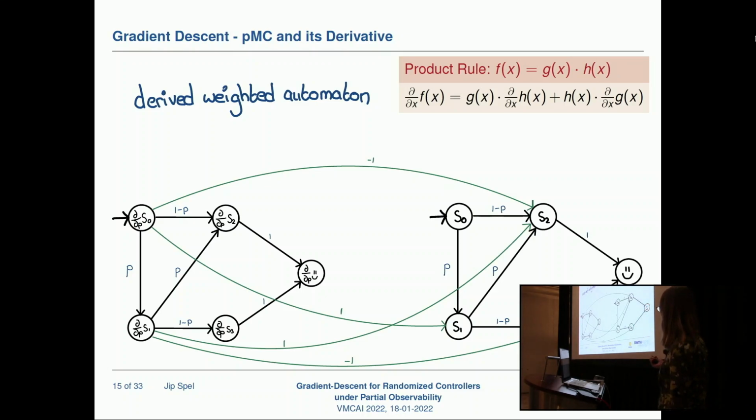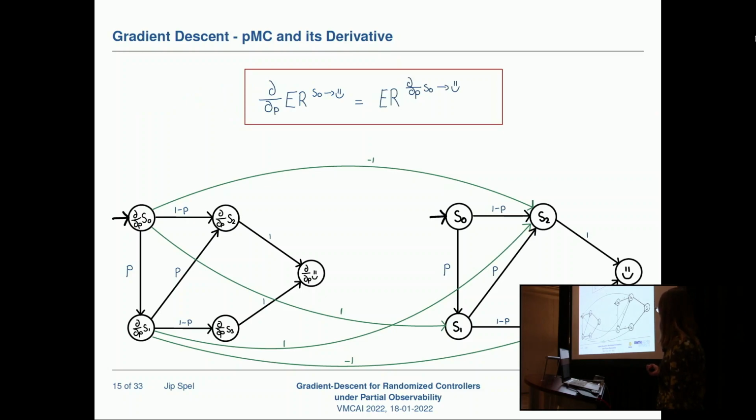As you can see, these are not probabilities anymore, because we have minus 1 and 1. I left out the ones with probability 0 because they are not interesting. And actually, we use this to solve our problem. We observed that if we take the derivative of our expected reward function we saw so far, then this is actually equal to the expected reward of this derived weighted automaton. So that's the main idea behind our approach.